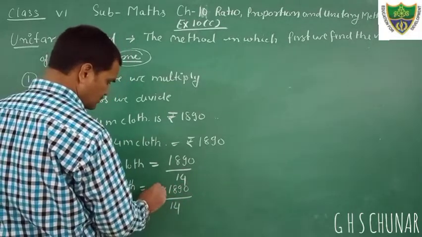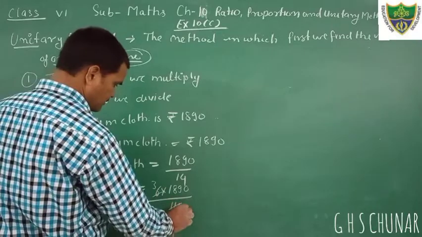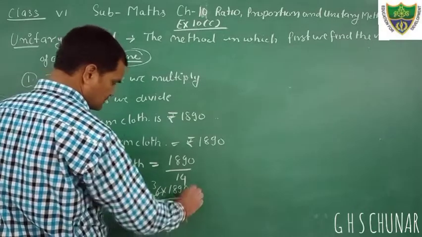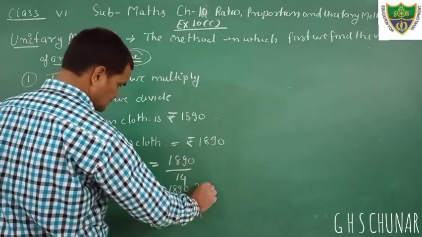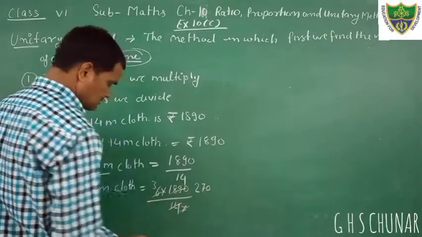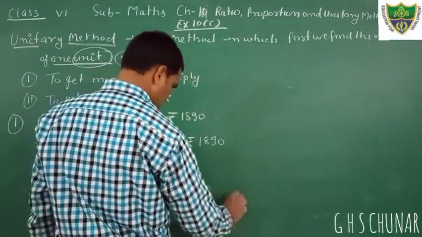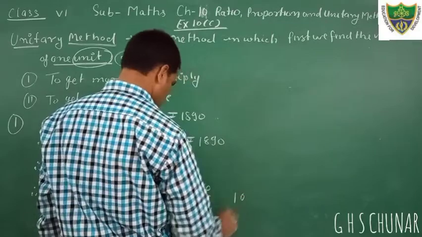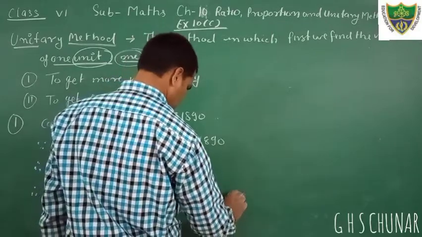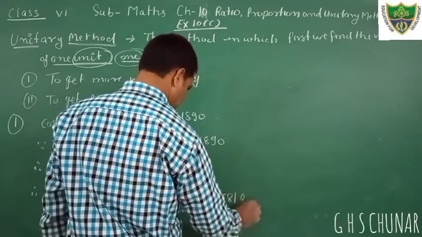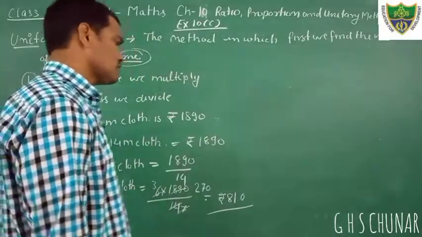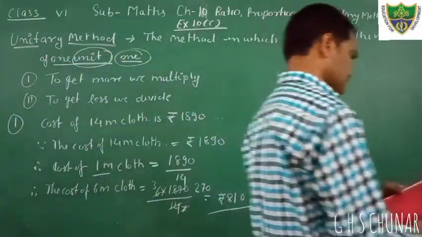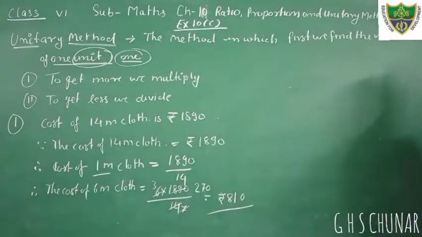Now 2, 3 are 6, 2, 7 are 40. This is equal to ₹810. So the cost of 6 meter cloth is ₹810. Okay, you note it.